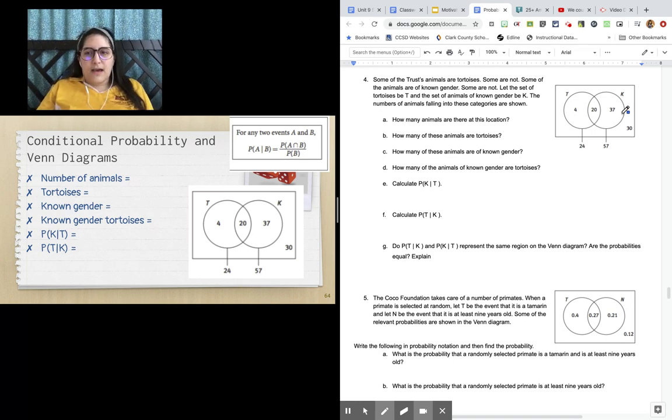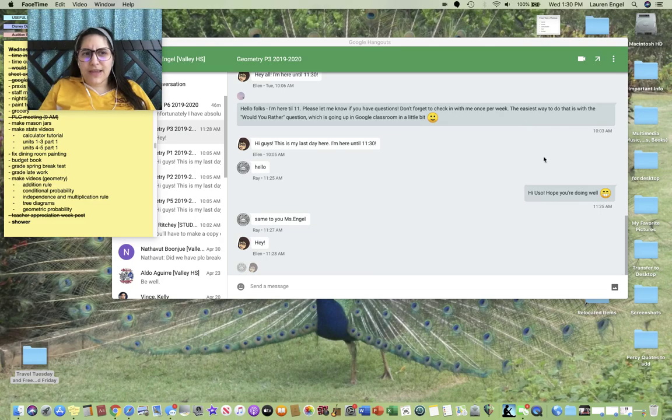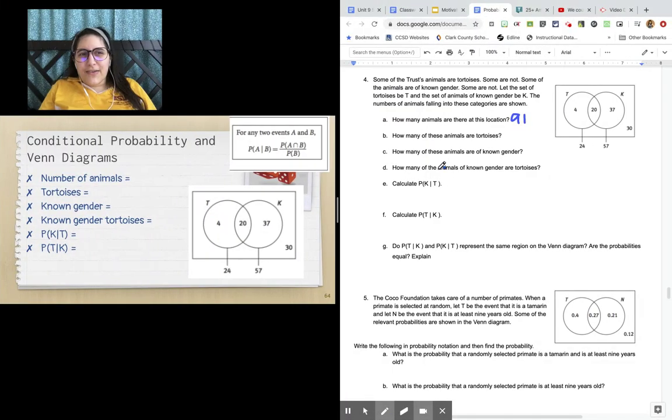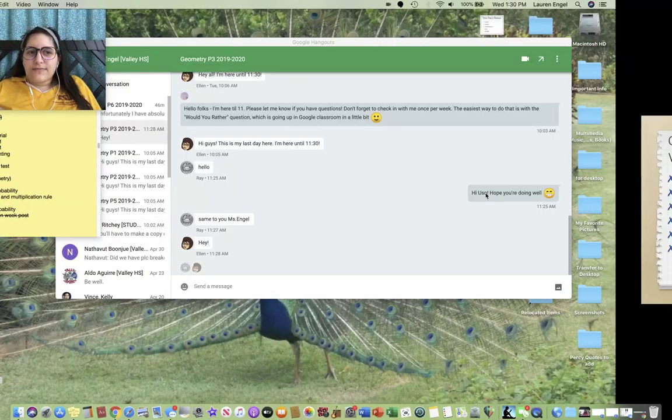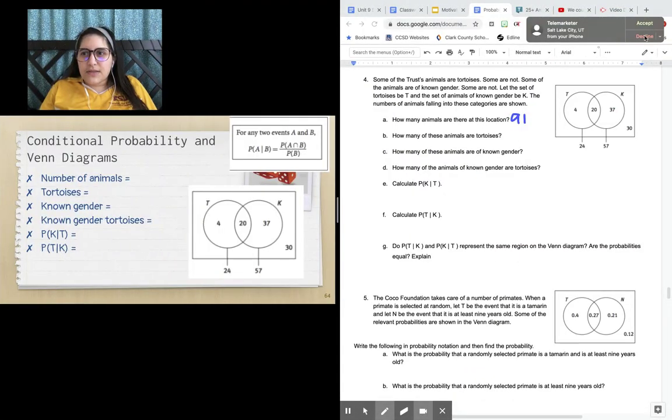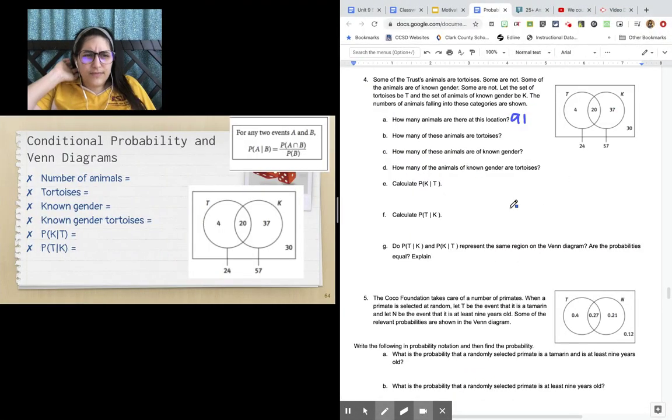Okay, and give me just a sec because I have not done that one yet. Whoops. Okay, so if I add all of those numbers up, I get 91. Whoops, sorry, getting a phone call. Okay, so I have, sorry everybody, this keeps flipping back and forth. This is what happens when you get calls from telemarketers. Okay, so 91 total animals here.